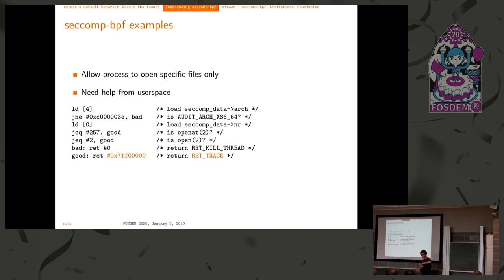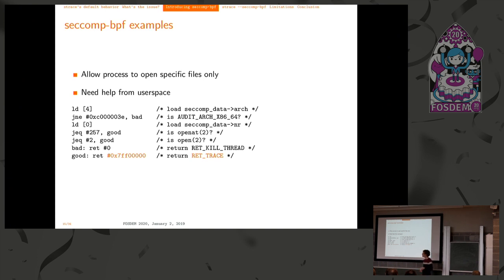Now, if you want to do pretty much the same thing, but this time you want to allow specific accesses, you want to allow processes to open specific files, you're going to need help from user space, because you need to go and look into the file path, for instance, to take your decision. So in order to do this, you're going to change slightly the program. This time, instead of returning RET_ALLOW to continue processing the syscall, you're going to return RET_TRACE.